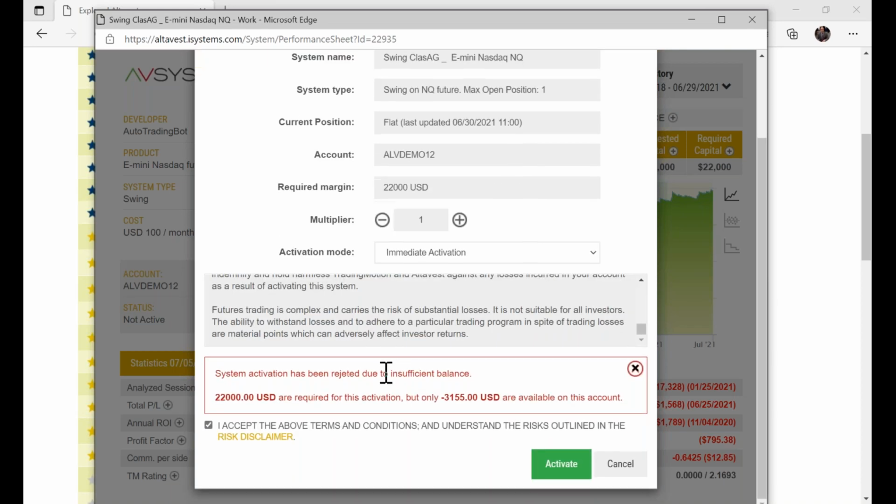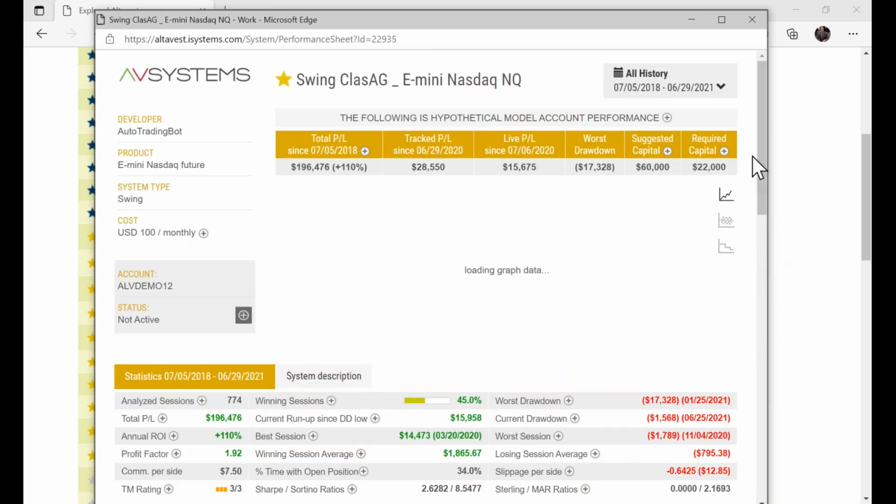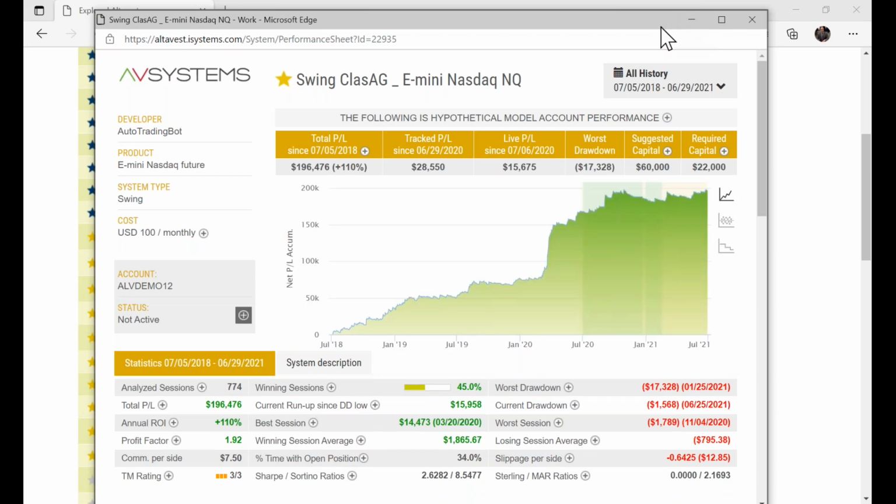Yep, insufficient balance, and that's okay. That's okay to see. Let me show you what would happen if you did have enough of a balance in your demo account, and where to find it. It's quite simple, but I'm glad we actually saw that, because now you can see why it's a great platform for risk control as well. You're not able to just activate 100 different systems if you don't have the trading capital.